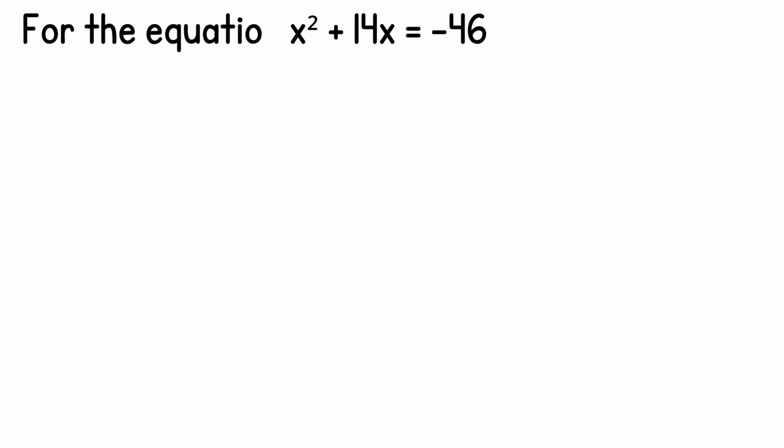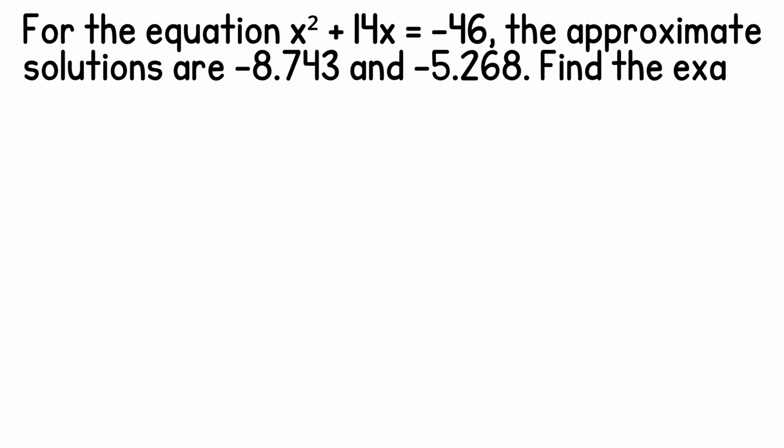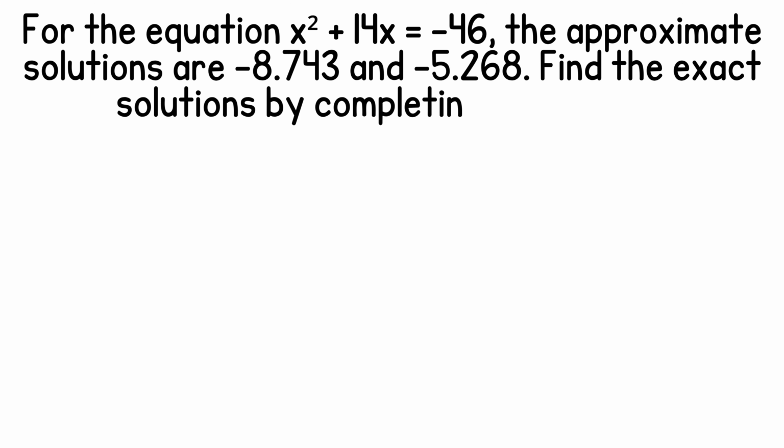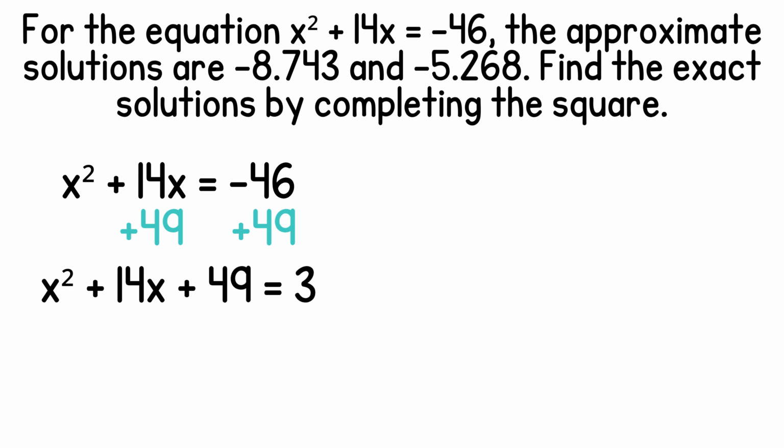Here's another example. For the equation x squared plus 14x equals negative 46, the approximate solutions are negative 8.743 and negative 5.268. We'll find the exact solutions by completing the square. So let's take the equation they gave us, and we'll complete the square. Our first step is to find the term that will complete the square, so we'll take half of b and square it. Our b term is 14, and when we cut that in half, we get 7, and 7 squared gives us 49. So we'll add 49 to both sides of our equation, and this gives us x squared plus 14x plus 49 equals 3.